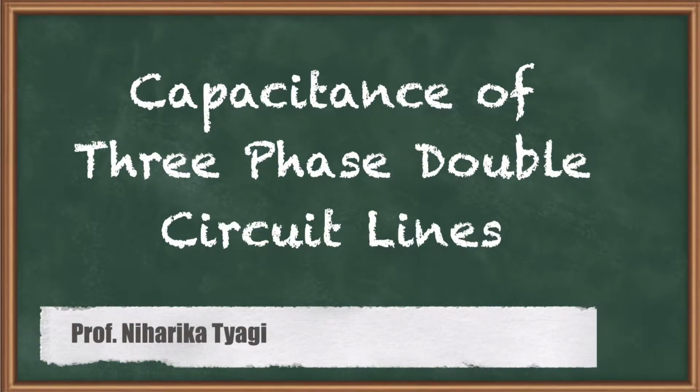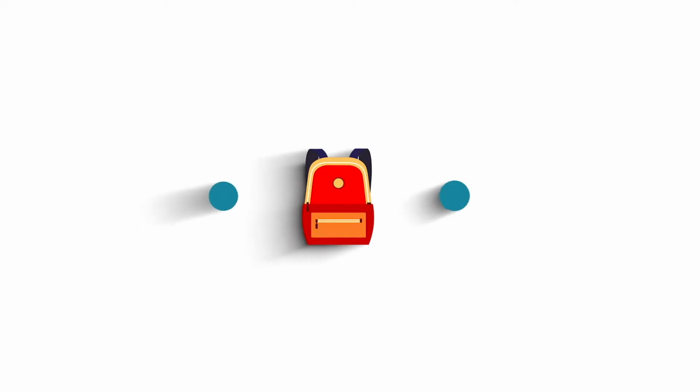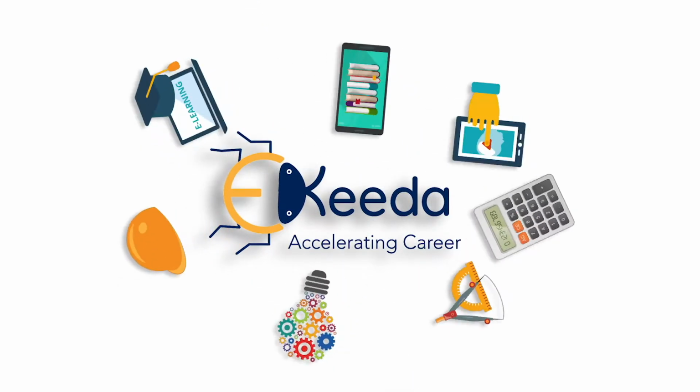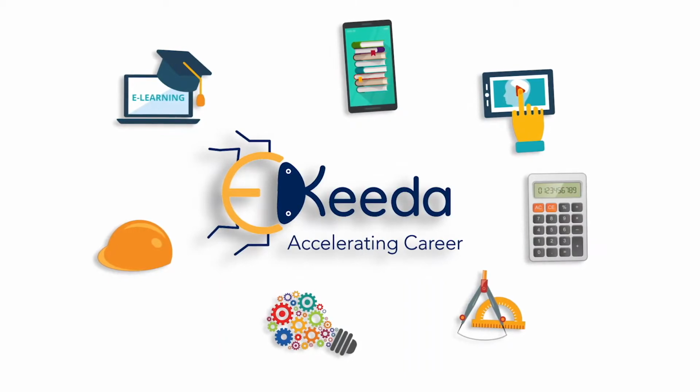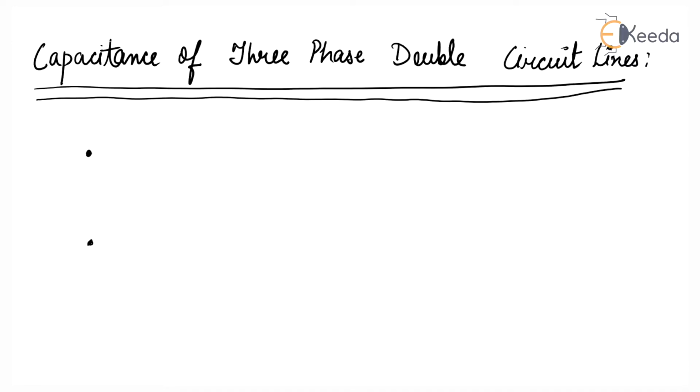Title of the lecture is Capacitance of Three-Phase Double Circuit Lines. So first, this is a three-phase, phase A, phase B and phase C. And for double circuit, this is A dash, B dash and C dash.